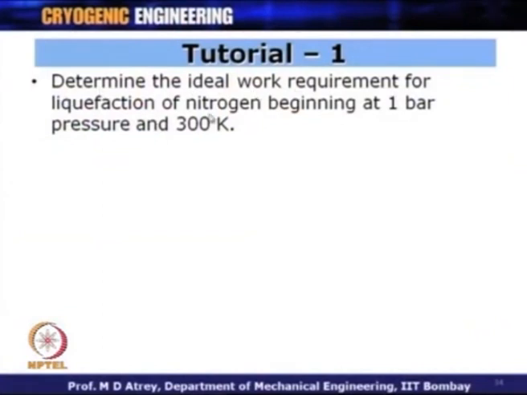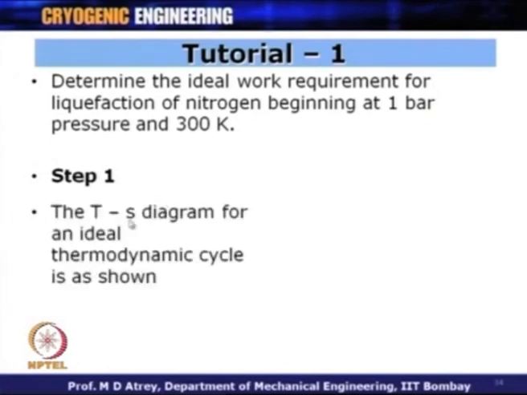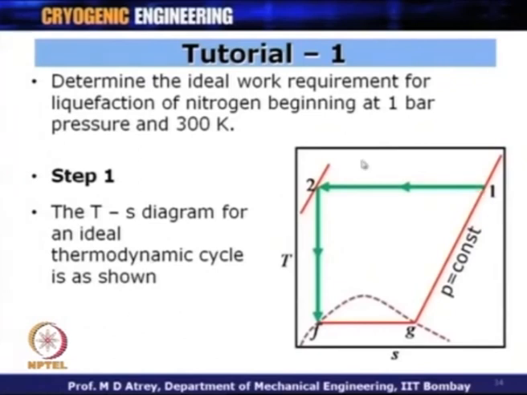So, my first step is basically to get a TS diagram for the ideal thermodynamic cycle as shown. This is my TS diagram, and this is what is available in various books. This is available on the net also. For nitrogen, we should get this diagram and find out the condition. As soon as I know the point 1, I will locate the point F, because I will come down at constant pressure, go to the constant pressure line and locate the point F.